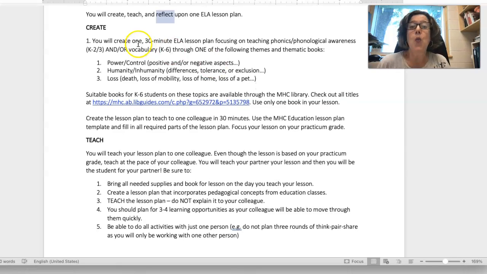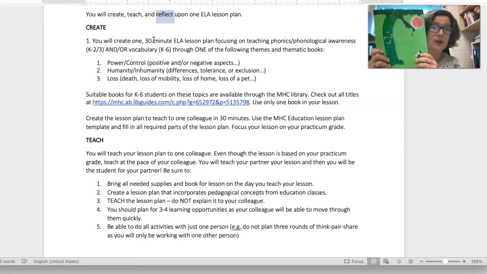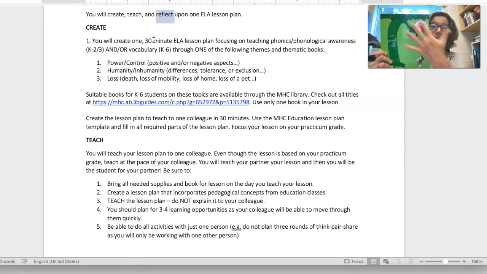So you will create one 30-minute ELA lesson plan focusing on teaching phonics or phonological awareness and or vocab, depending on which grade you're in, through one of the following themes and thematic books. So I want you to focus the lesson on a book. Say you are going to focus it on The Giving Tree. You would teach phonics, phonological awareness, and or vocab through The Giving Tree.